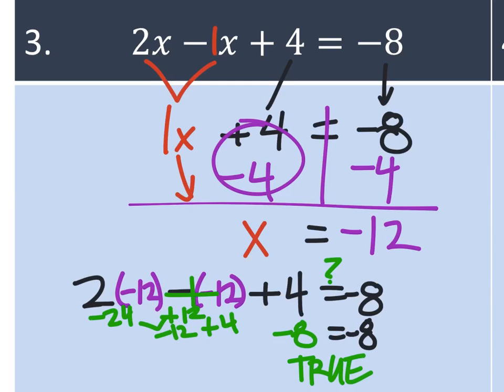So now we know that x equals negative 12 is the actual solution to that equation. It makes it a true statement. Now, of course, we've only seen combining like terms, but we'll expect to see some distribution in these as well.